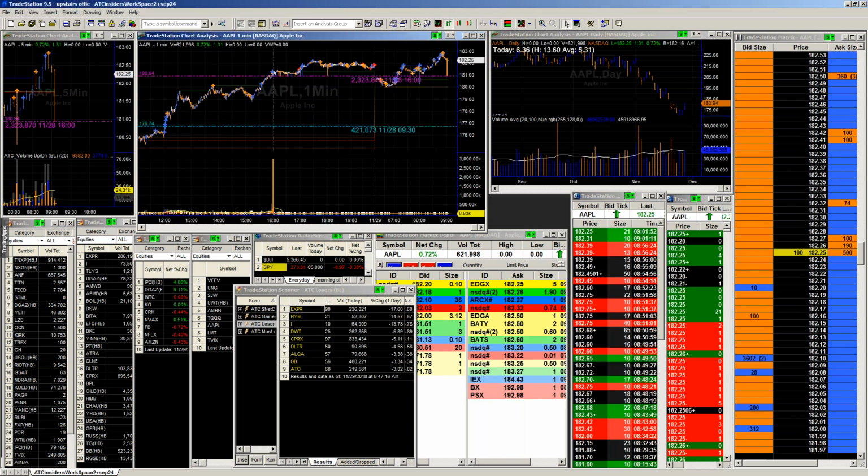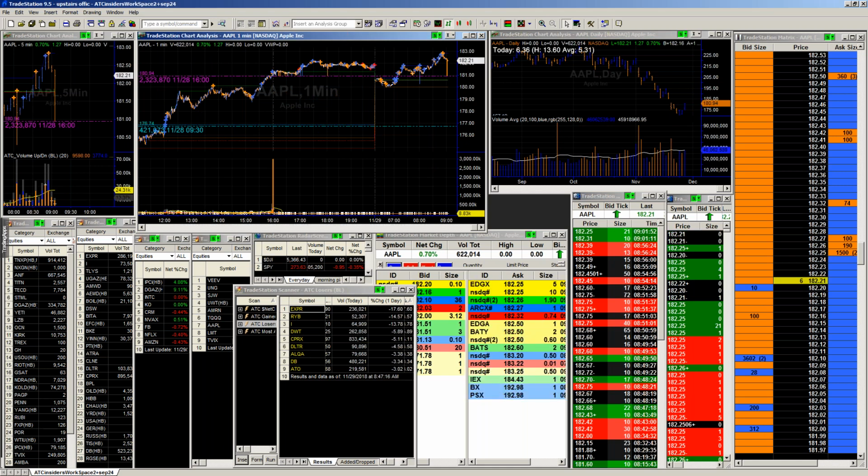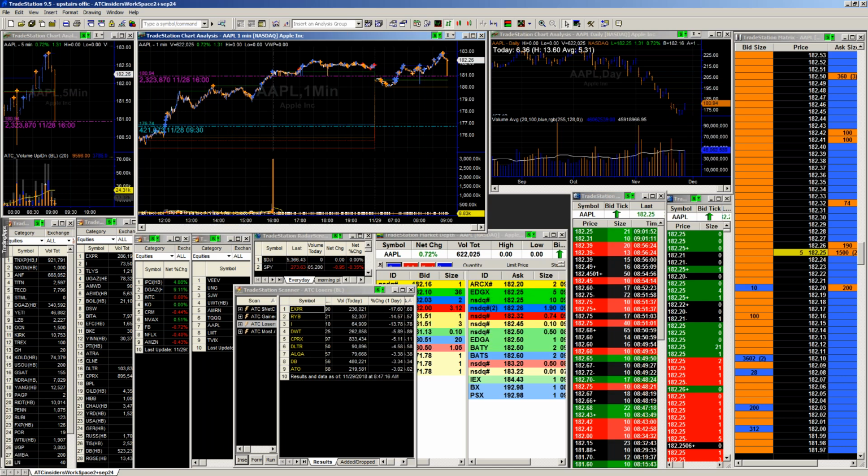Now, Apple's been continuing to run, but we kind of knew this. Based off the prints that we got at that 180, it kind of just kept pushing. It pulled back a little bit towards that 180. It actually didn't break, but then pushed up early this morning.